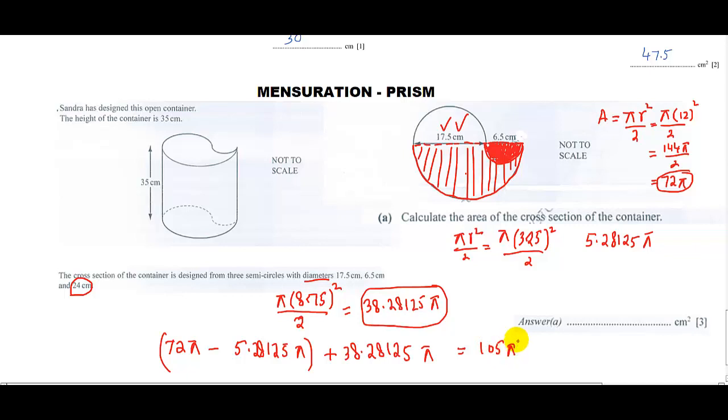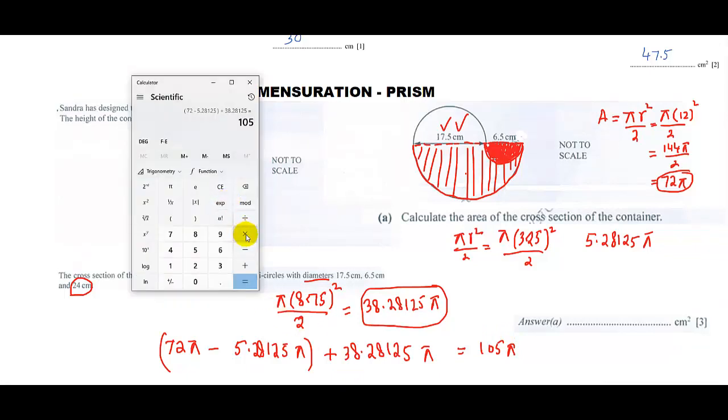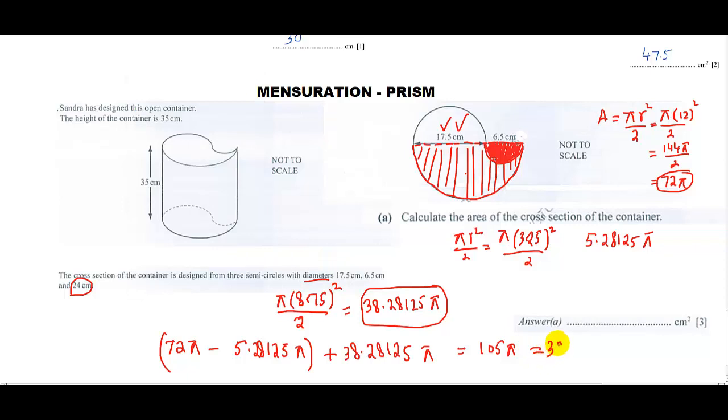Now I will put the value of pi and then I will get the exact. So multiply by pi, equal to, so 329.87. If I round it up to 3 significant figures, it is 330 centimeter square. So this is the area of this portion, which is the cross section of this prism container. This container is a prism.